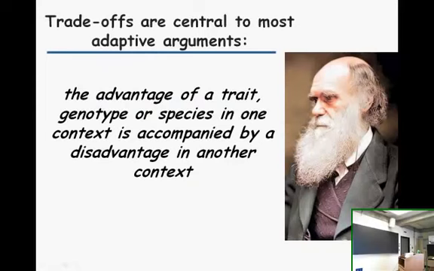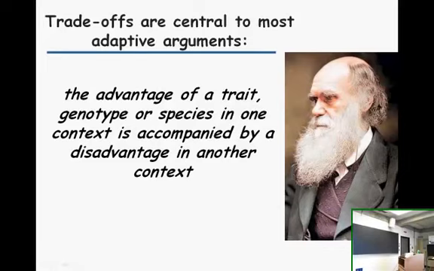Trade-offs, as I've already mentioned, are central to most arguments, most adaptive arguments. The advantage of a trait or a genotype or a species in one context is accompanied by a disadvantage in some other context. If there weren't trade-offs, we'd expect single traits or genotypes or species to take over.